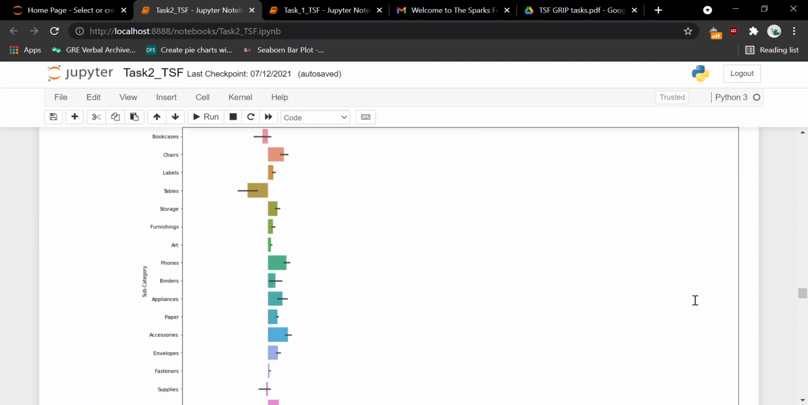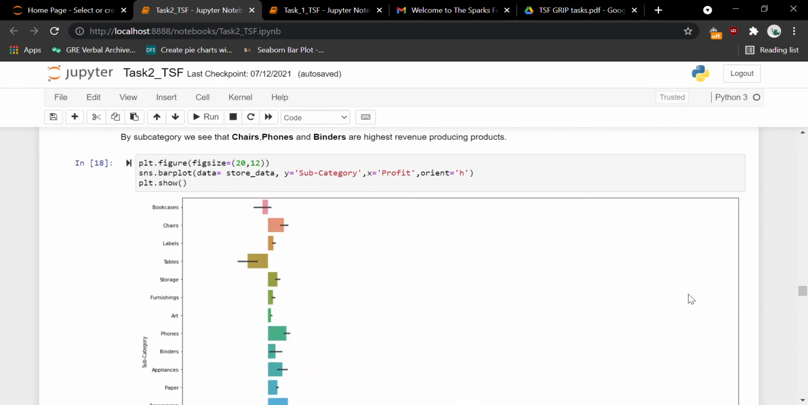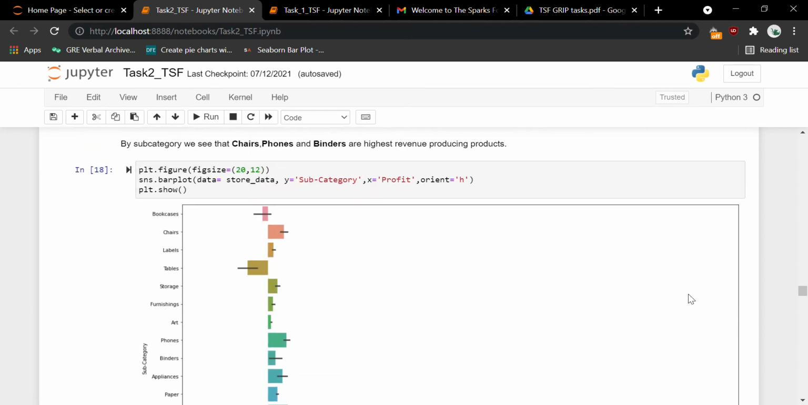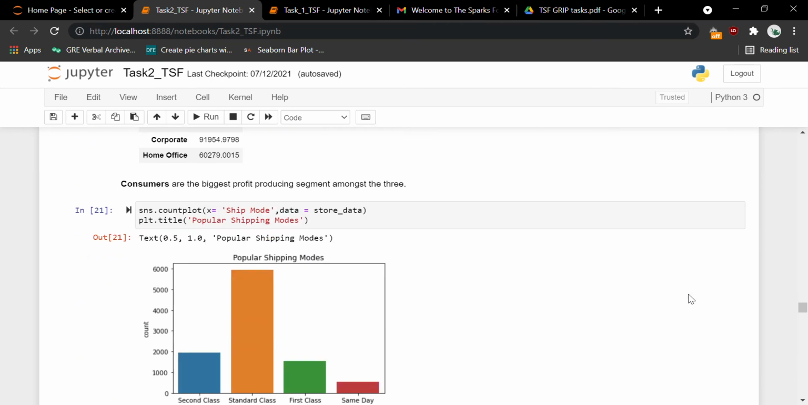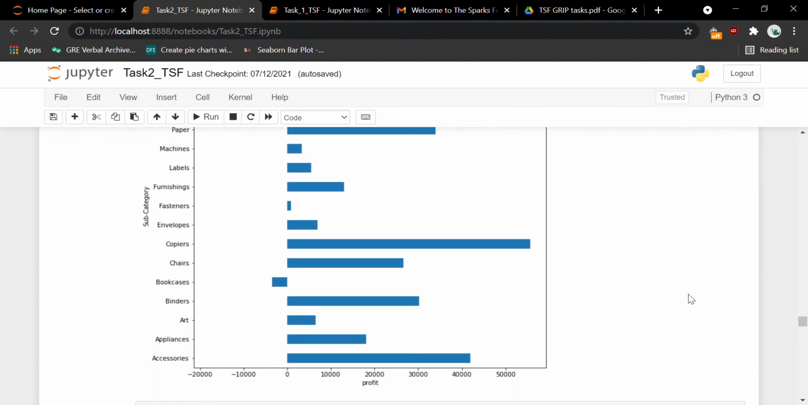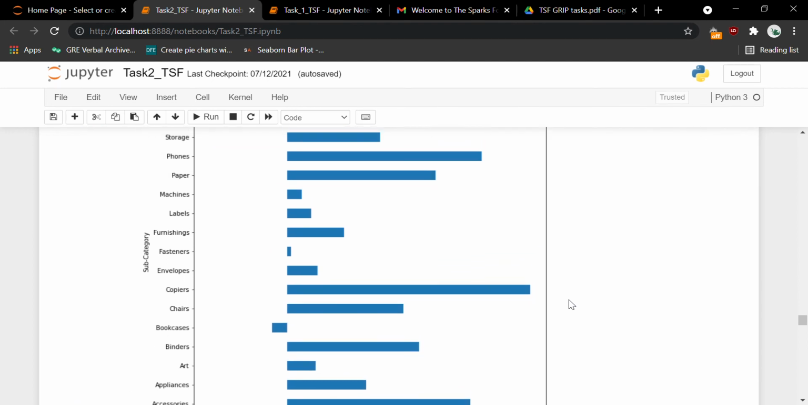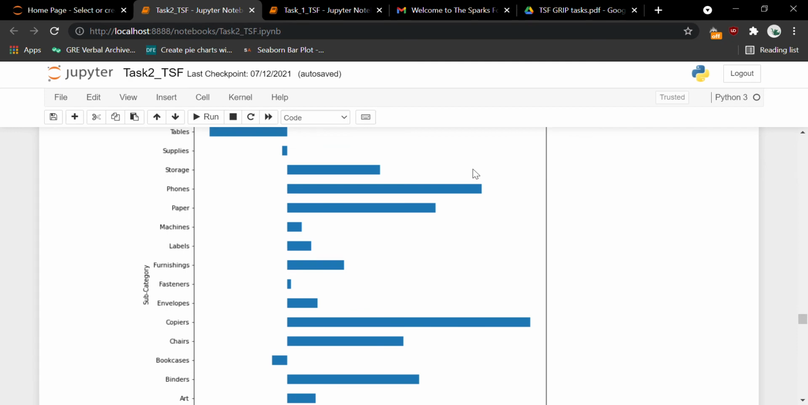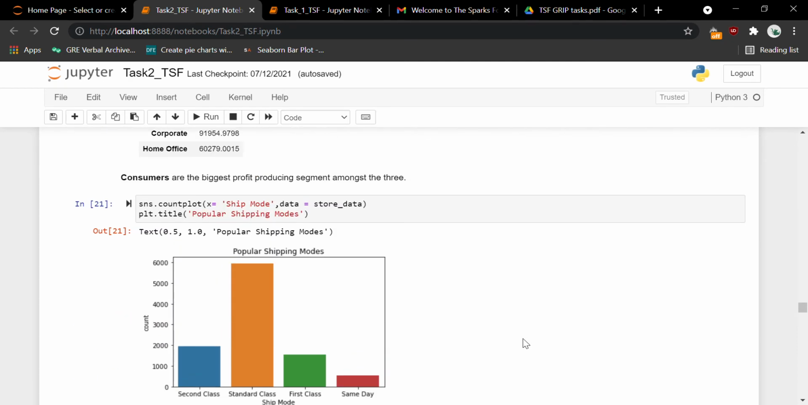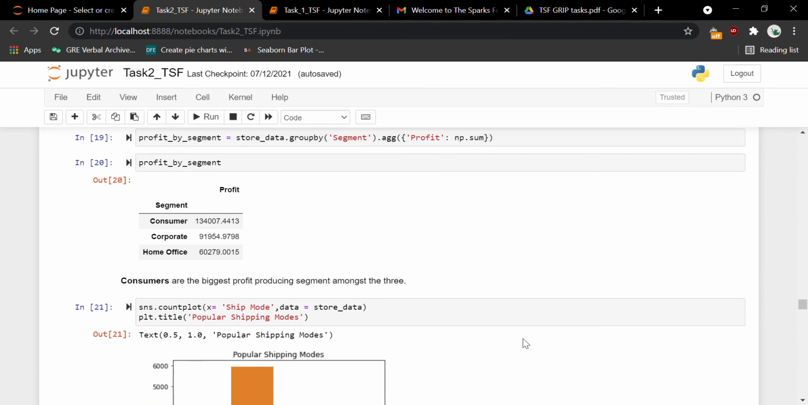We can also see it in a horizontal. This one is a bit skewed, so never mind that. But we can see this, that the profit by subcategory is highest for copiers, is also very high for phones, and is also high for binders and accessories. So we see that even if the sales are low, the profits are really high.